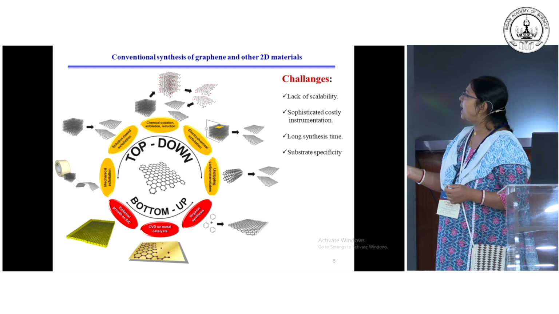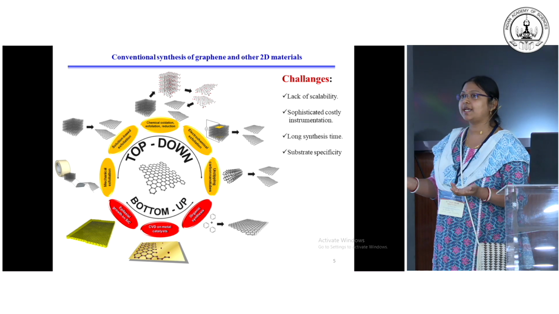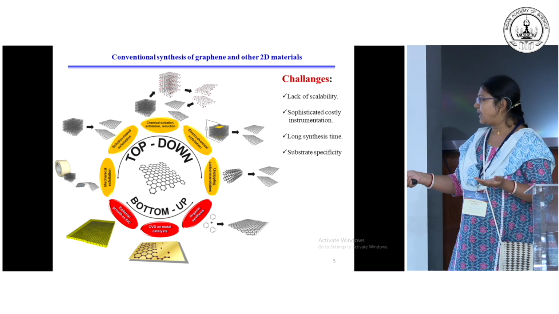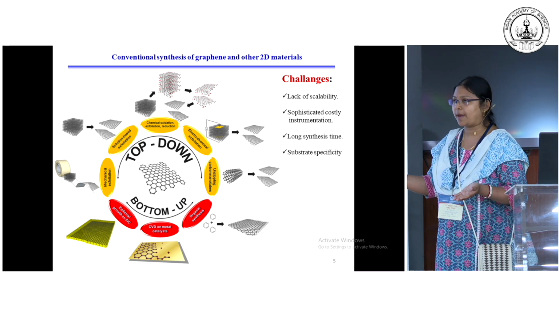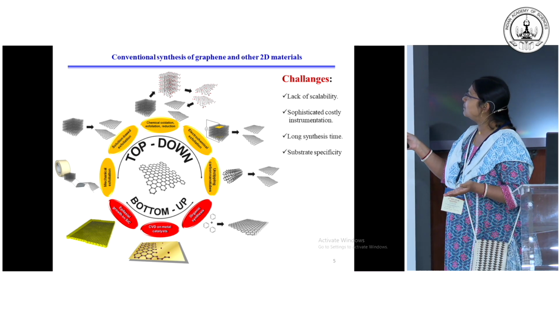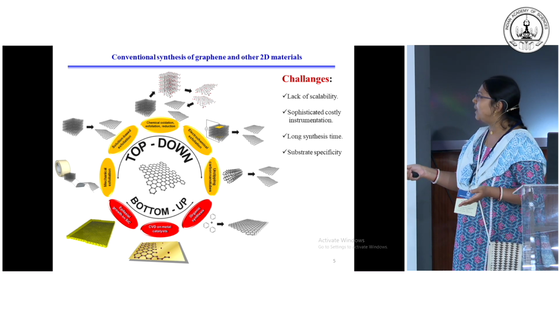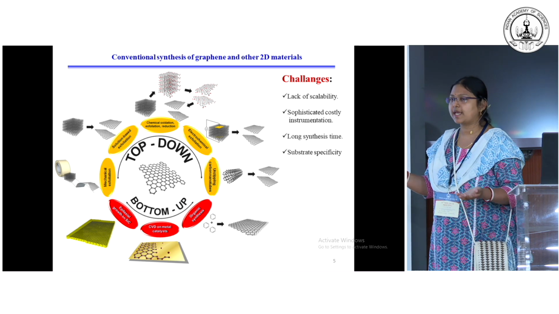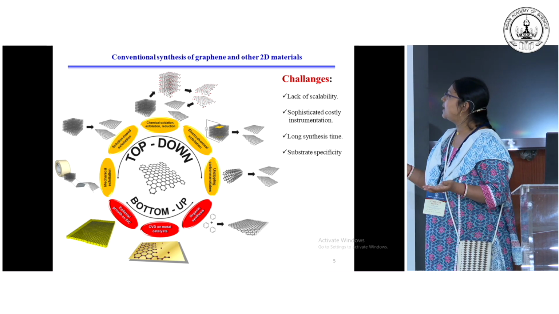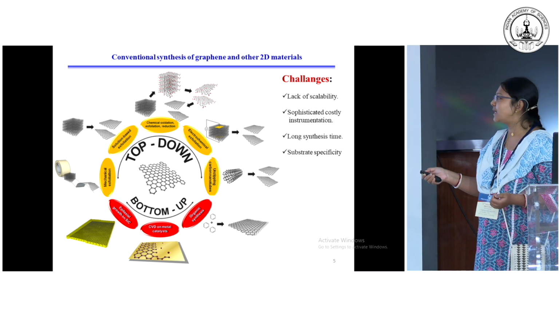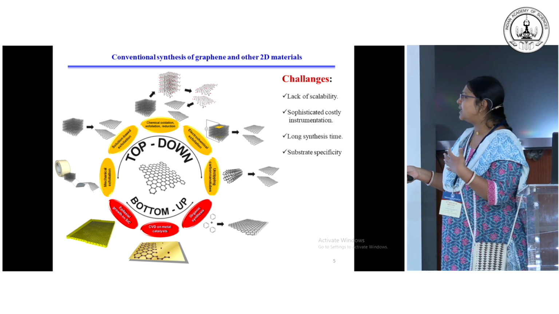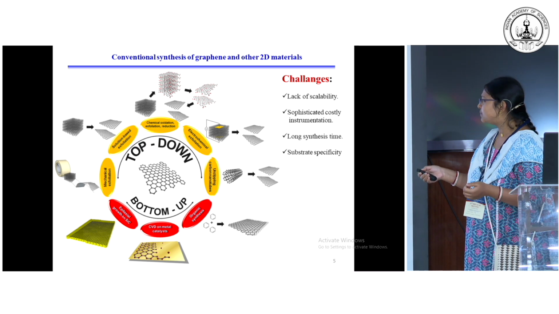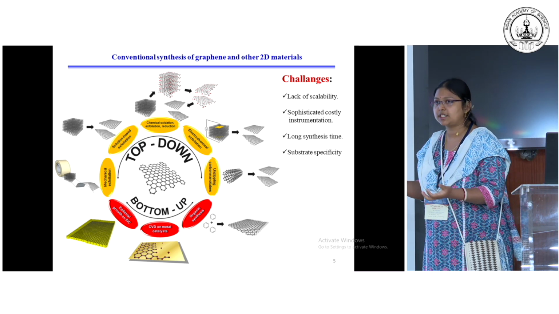Generally, graphene and other 2D materials are synthesized either by exfoliation or by CVD, either by a top-down or bottom-up approach, but there are some problems. Exfoliation is not very scalable, so there is a lack of scalability. CVD needs sophisticated instrumentation, the synthesis time required is generally very long, and it is very substrate specific.